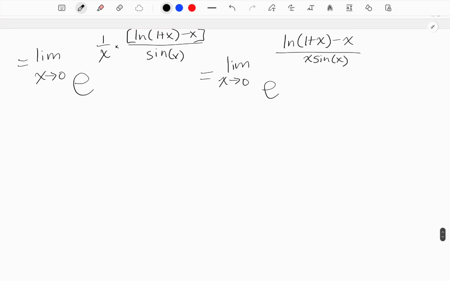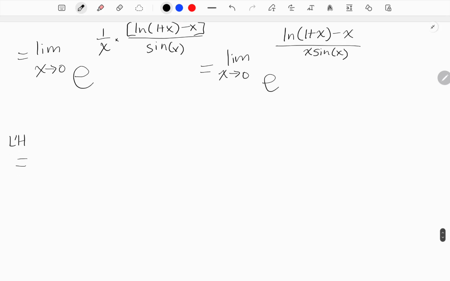So now we see here that if I send x to 0, because these are all continuous functions, I just plug in my value for x. What do I have in this exponent? I'll have ln of 1, which is 0, minus 0 is still 0, divided by 0 times sine of 0, and 0 times 0 is 0. I have a 0 over 0 situation. We can use L'Hopital's rule. This is equal to LH, L apostrophe H, which stands for L'Hopital's rule.